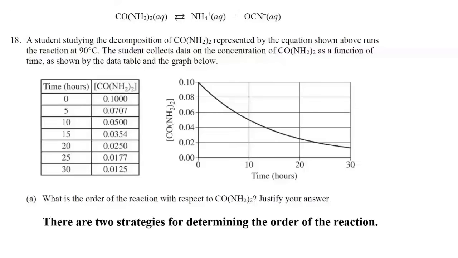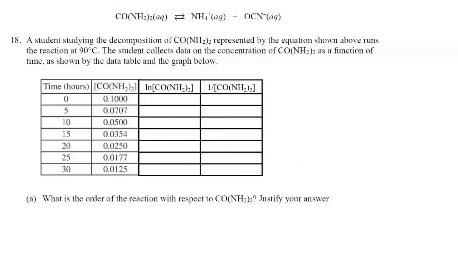Justify your answer. Now, there's actually two different strategies for determining the order of the reaction in this problem. So I'm going to show you one way, and it involves calculations for concentration, natural log of concentration, and the reciprocal, or 1 over the concentration. So I'm going to go ahead and fill in these two columns in the data table by picking up my calculator and taking either the natural log of the concentration or doing 1 divided by the concentration.